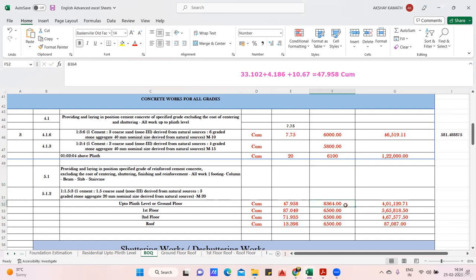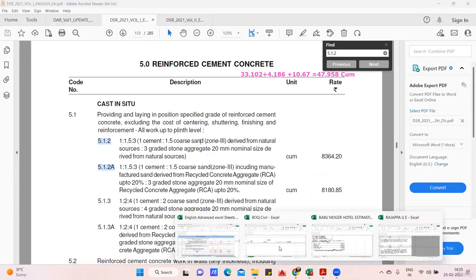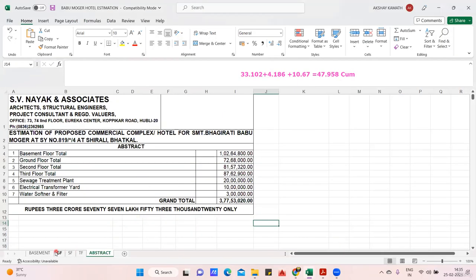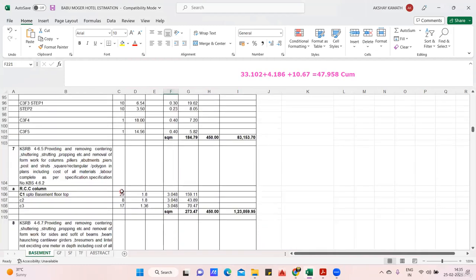Okay, DSR rate. But if you don't want to put this rate, I'll tell you the rate which is going on in the market in my area. So here we'll go to the basement area. Okay, so this is one rate I'll take from here.